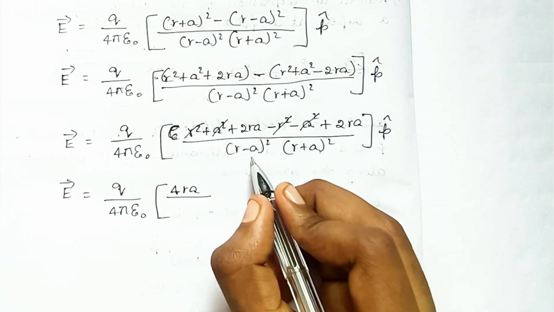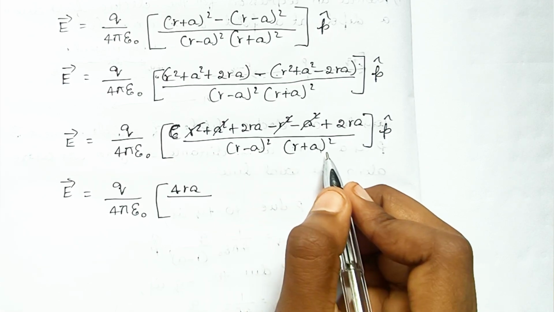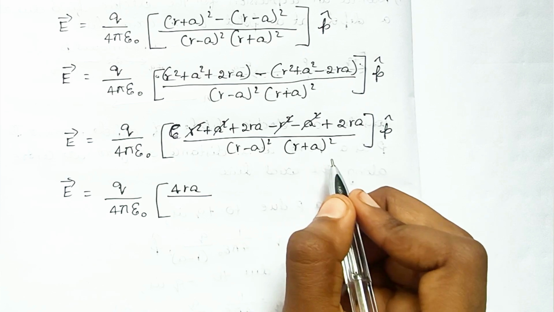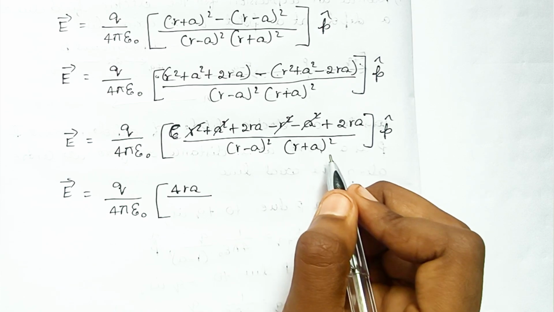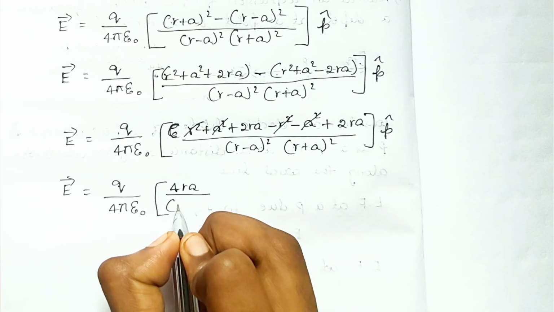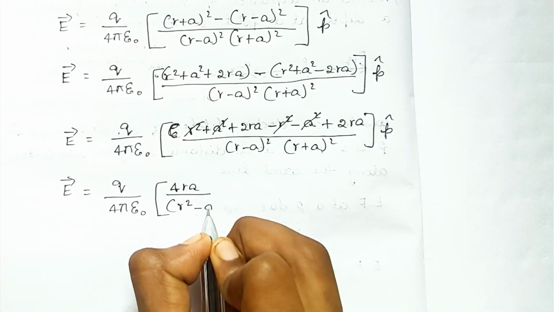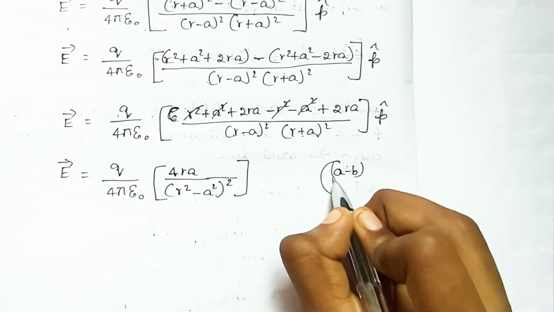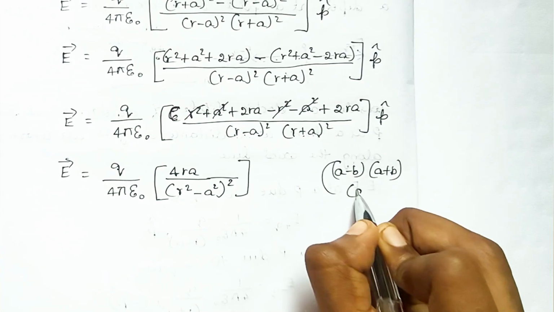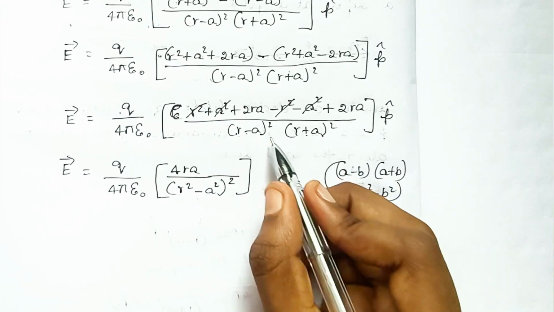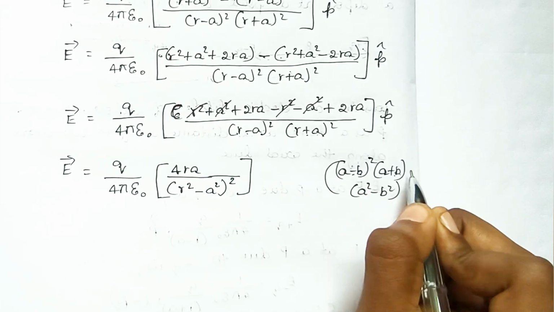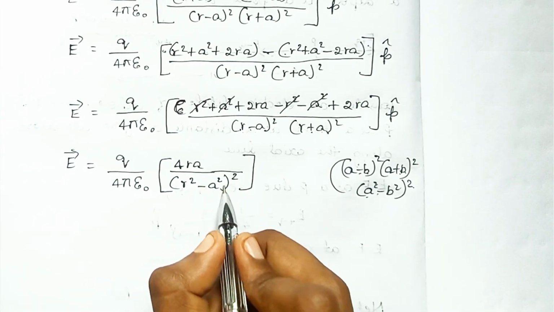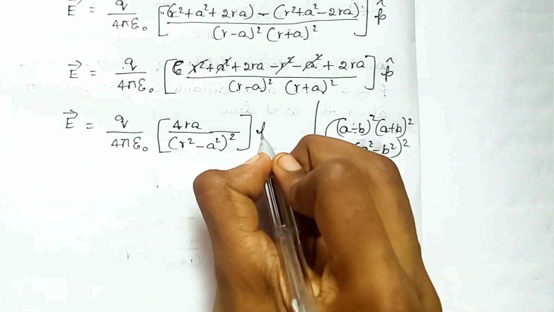It is in the form of (a minus b) whole square into (a plus b) whole square. We know that (a minus b) whole square into (a plus b) whole square is (a square minus b square) whole square. So we can write it as (r square minus a square) whole square. We know that (a minus b) into (a plus b) is a square minus b square, but here we have (a minus b) whole square into (a plus b) whole square, so I will write (a square minus b square) whole square. So we get (r square minus a square) whole square into P cap.